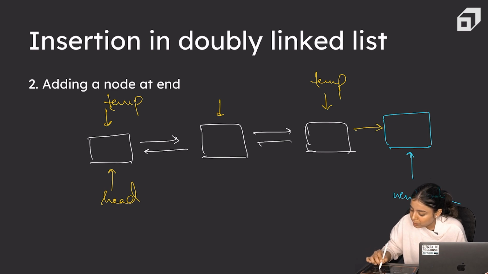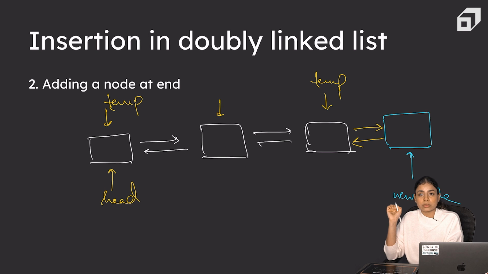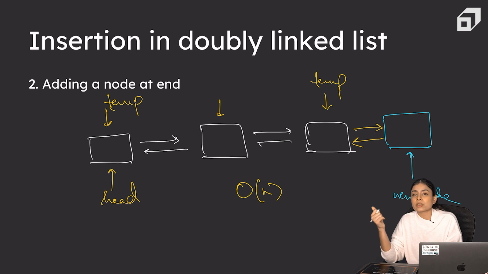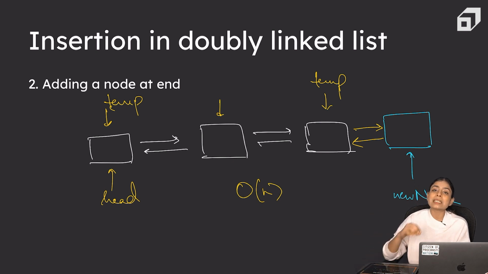In the new node's previous I'll put the last node, which is pointed to by the temp pointer, and the new node's next is already null by default, so we don't need to change that. That is how we'll be able to add a node at the end. Again, the time complexity would be O(n) because we need to traverse to find the last node, but in case we had a tail pointer at the last node, the time complexity would have been simply O(1), constant time.